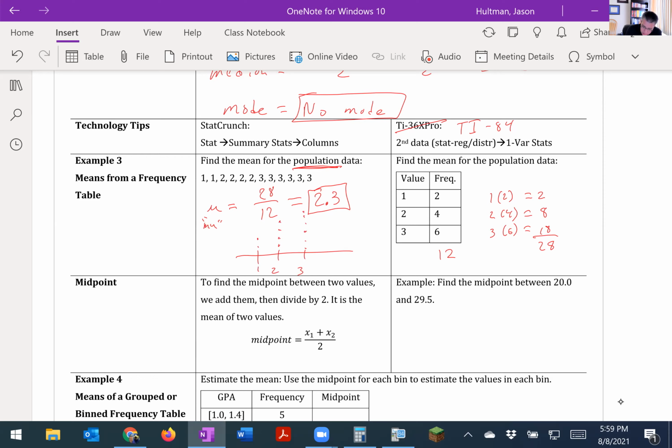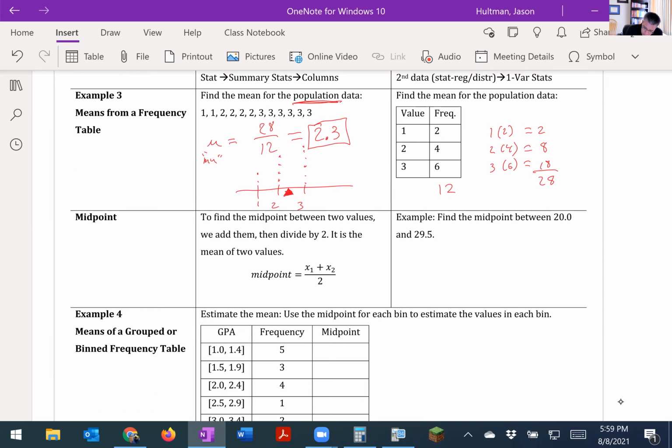Okay, find the midpoint between two values. We add them, then divide by 2. So find the midpoint between these two values. Okay, 20. So what's the average here? What's the mean of 20 and 29.5? So that's going to be 20. Or the midpoint, I'll make this M. It really is the midpoint. So 20 plus 29.5 over 2.